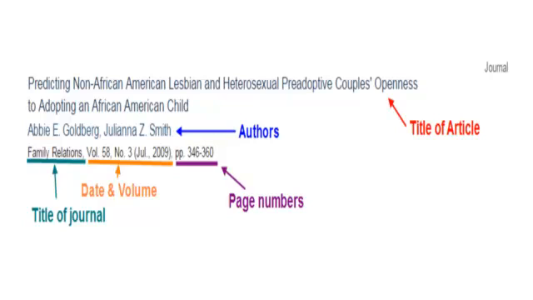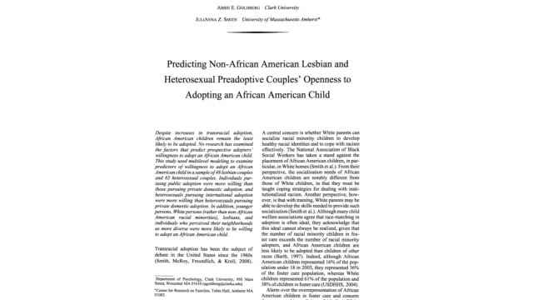The title of the source is Family Relations. I can search to see if this is a journal. The page numbers indicate that this article is 14 pages long, which is longer than a magazine or newspaper article. All of these clues indicate that this is a scholarly journal article. Let's take a look at the article itself for more clues. The first thing you'll notice is the appearance of the article. It is very plain with no ads or images.